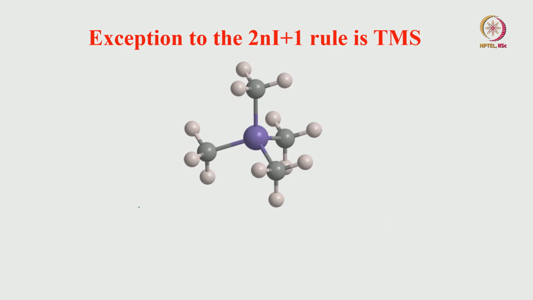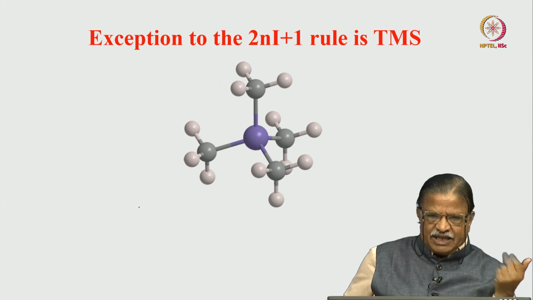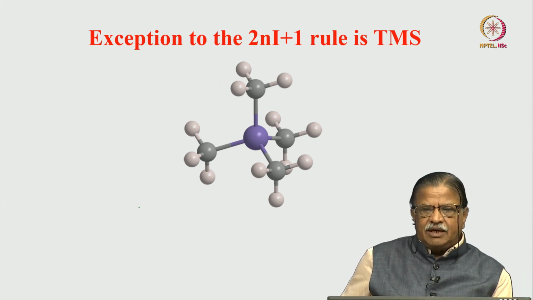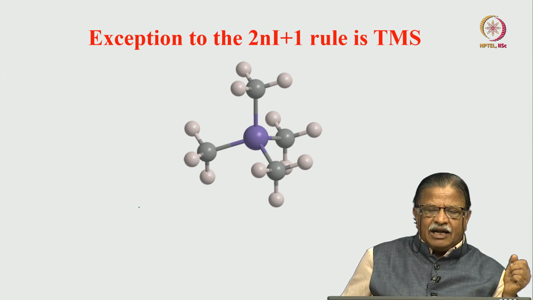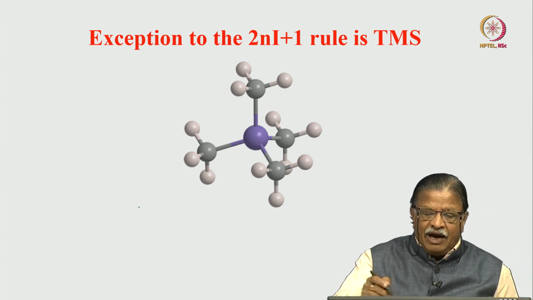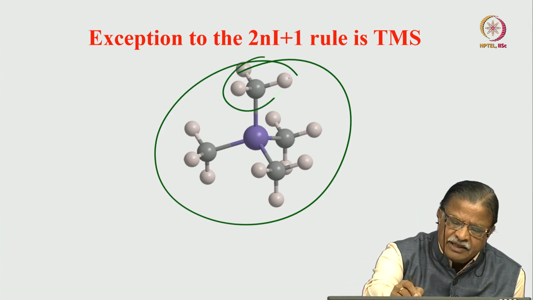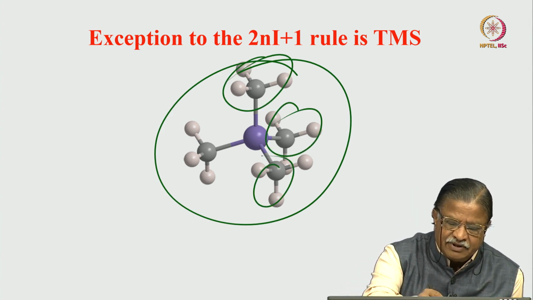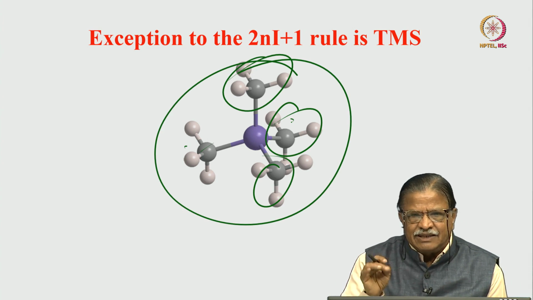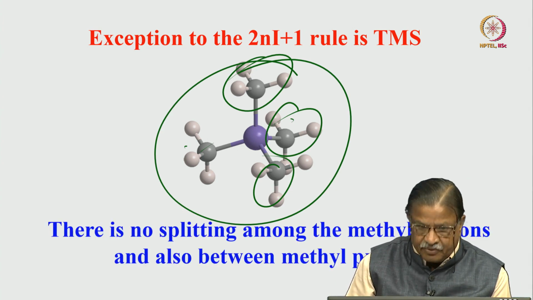A simple example is tetramethylsilane. I told you TMS is used as the reference for proton, silicon and carbon-13 NMR, and we have 12 protons. There is no splitting of these 3 protons, CH3, with this or anything. So it is a classic example of an exception to the 2n+1 rule.